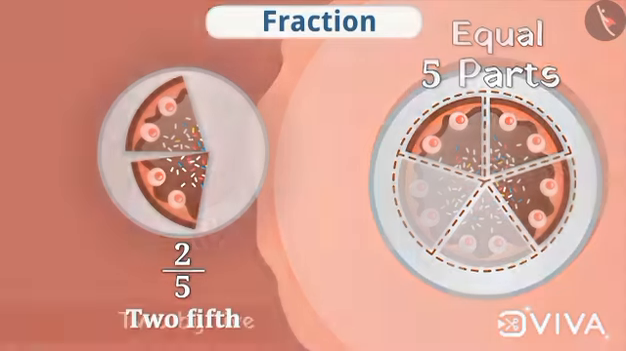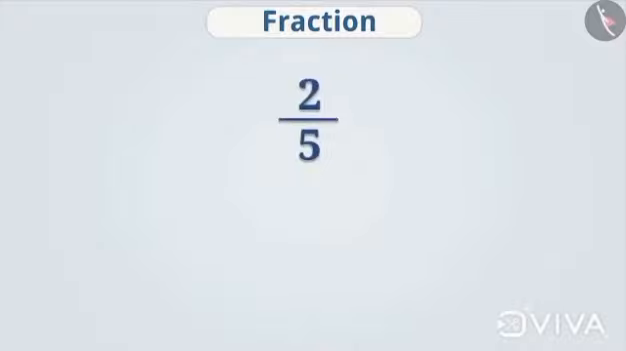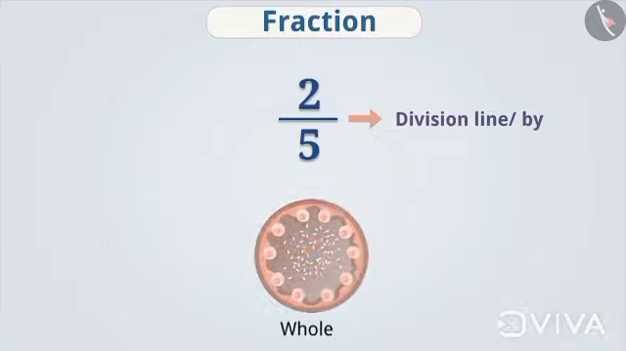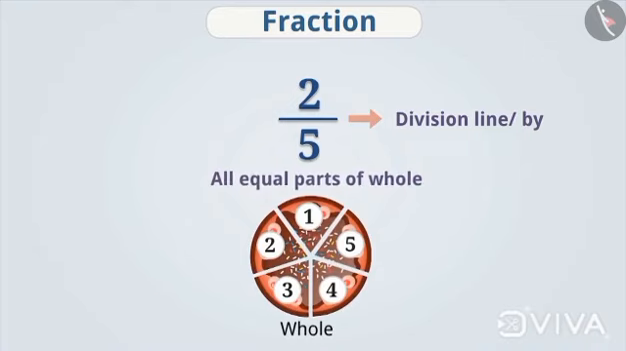When we talk about any fraction, for example, 2/5 here, then the line separating two numbers is called the division line or bar. Can you tell what the number written below the division line represents? Think for a while. You've got it right. This represents the number of equal parts the whole is divided into. The number of equal parts to which a whole is divided into is called the denominator.